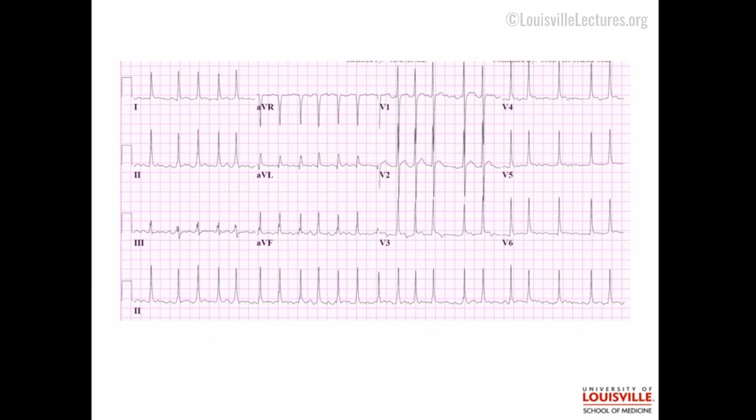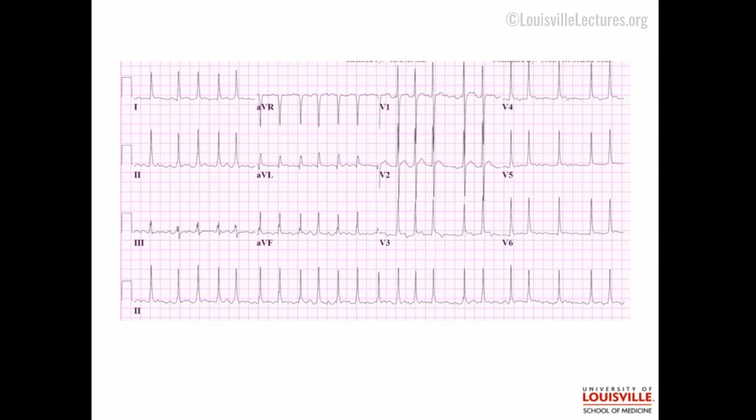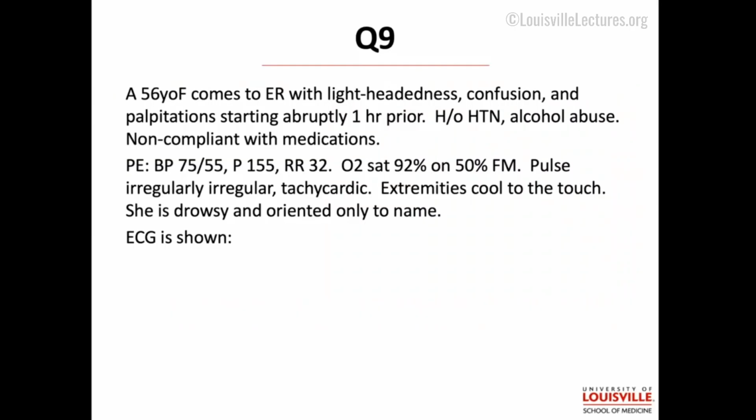Here's this ECG. And here's the question. You can pause to think. So this woman is having highly symptomatic rapid AFib. You should recognize this: irregular, narrow complex tachycardia. That's AFib until proven otherwise. She is not doing well.